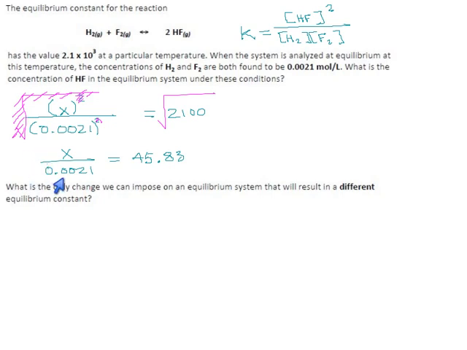We have x divided by 0.0021. The opposite of dividing by that would be multiplying by 0.0021. So if we multiply both sides by 0.0021, we get 45.83 times 0.0021, and from that I get 0.096 moles per liter. The K and this concentration both had two significant digits, so I cut off the x at two significant digits also. That's probably okay.